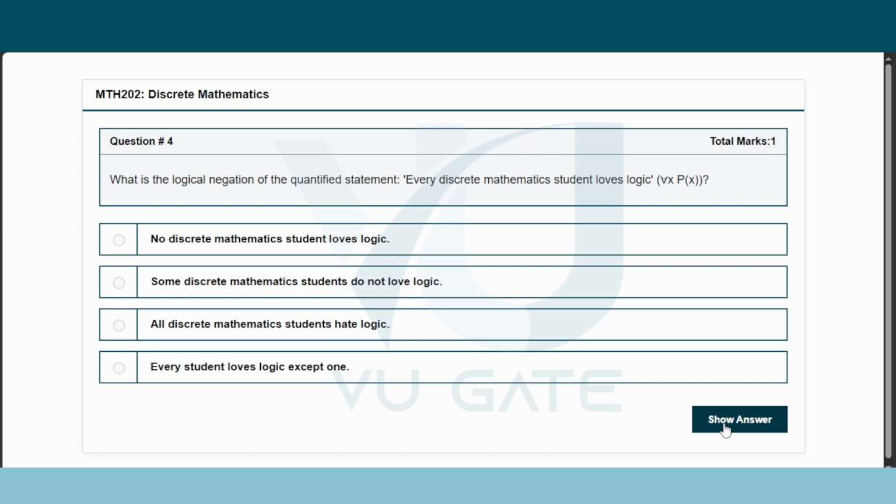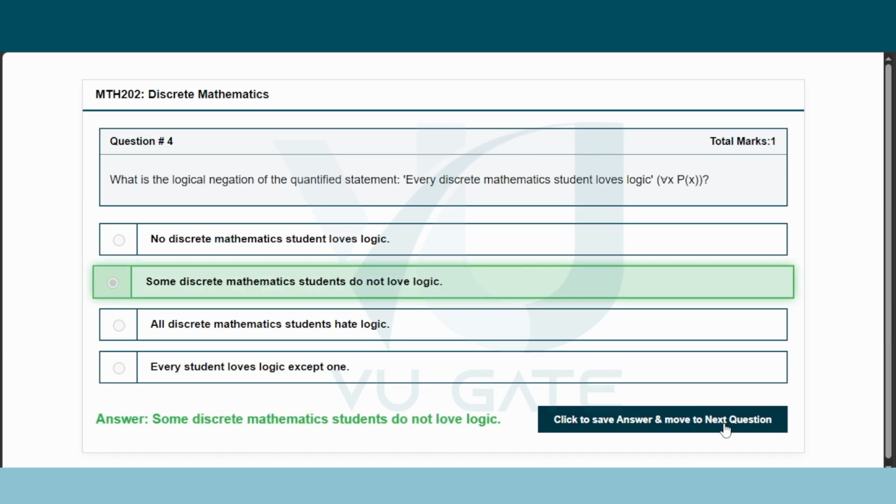Question number 4. What is the logical negation of the quantified statement: Every discrete mathematics student loves logic? The correct answer is some discrete mathematics students do not love logic.